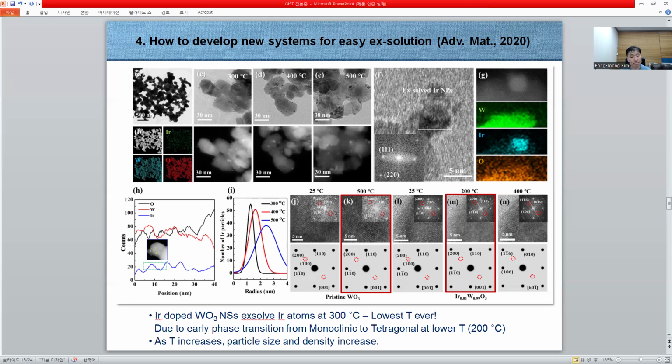Using FFT of HRTEM images, we recognize that the iridium-doped tungsten oxide transforms from a monoclinic to a tetragonal structure at merely 200 degrees C, which happens at 500 degrees C in non-doped tungsten oxide systems. This phenomenon indicates that the lowered transition temperature of the tungsten oxide phase accelerates the iridium exsolution at very low temperature.